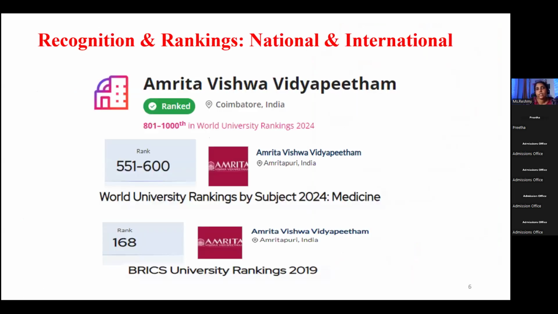While taking international ranking, we can see that Amrita is ranked in the world university ranking. It is ranked in the 801 to 1000 ranking section. We come under that section. And when we take the world ranking subject wise for medicine, we are ranked from 551 to 600. And in the BRICS ranking, where the universities of Brazil, Russia, India, China, and South Africa are ranked, our Amrita Vishwa Vidyapeetham University is coming under the 168th rank.